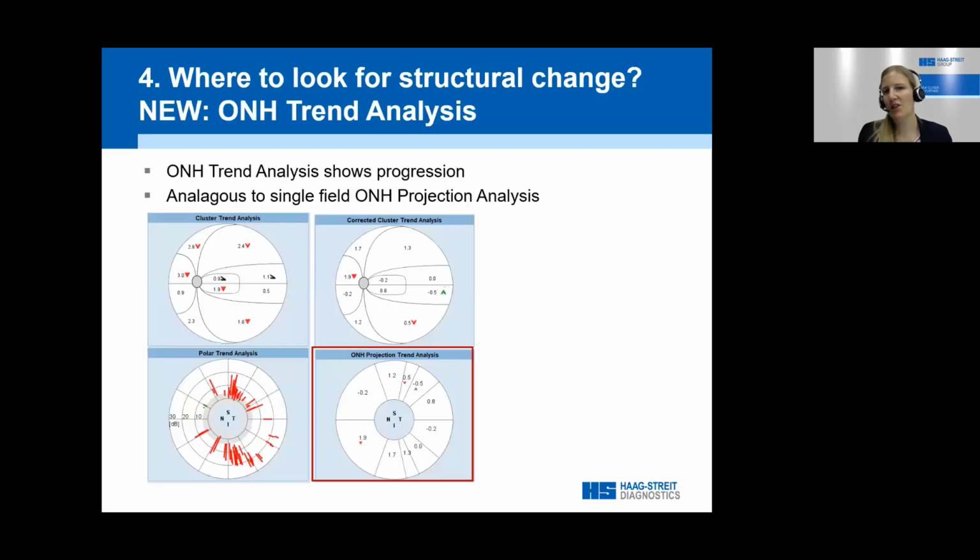And the same logic that I explained to you before on the single field optic nerve head projection, of course, applies also for the trend. So you can see which segment has the progression. And if you have something similar in your OCT, you can just put it side by side.